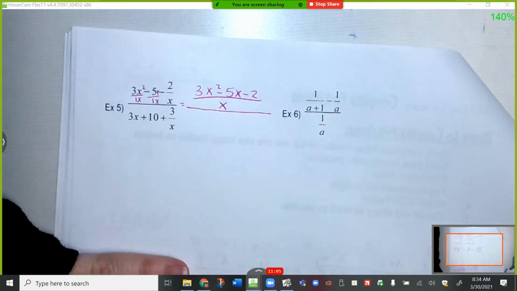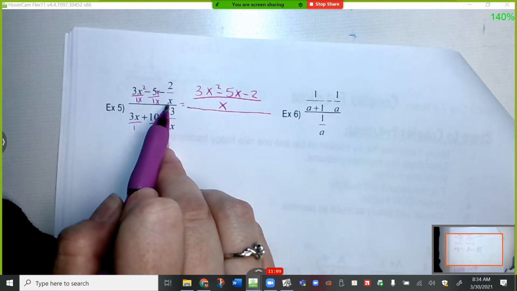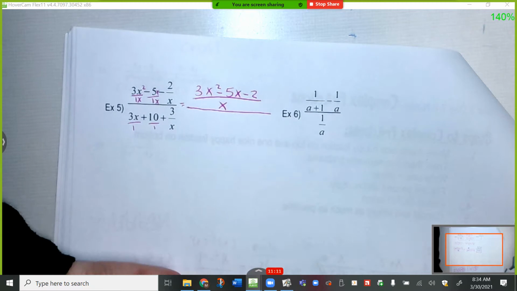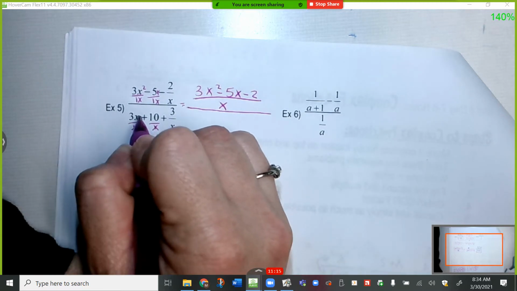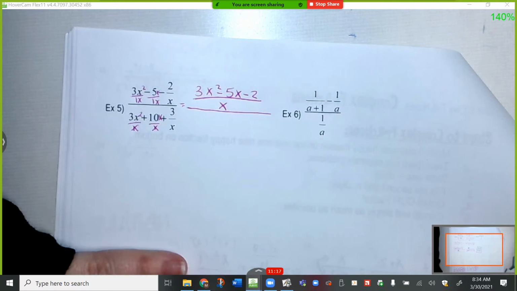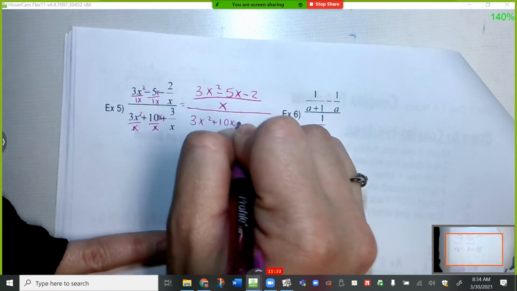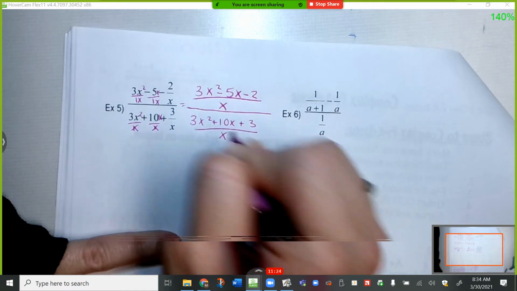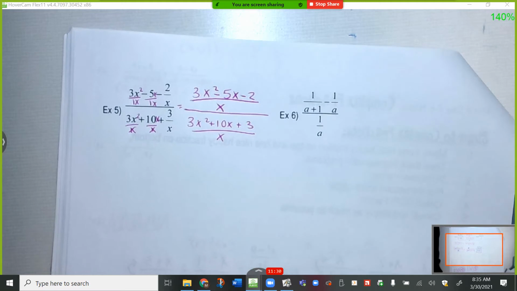Same concept here. It already had one, so I didn't have to give it another one. Okay, so that has an x, these have 1, so I can make these x's by giving everything an x again. So this is division.